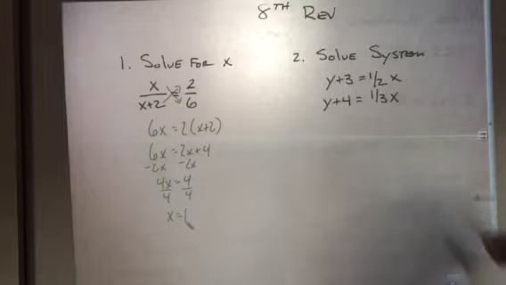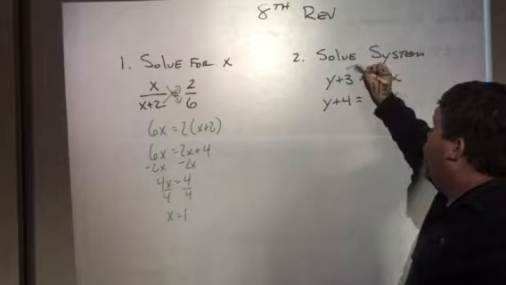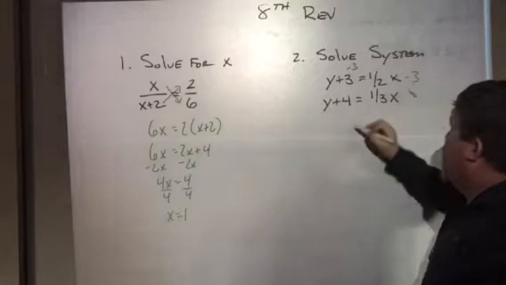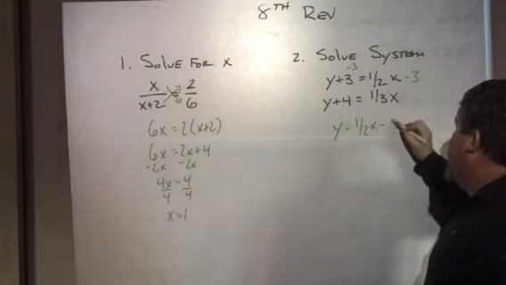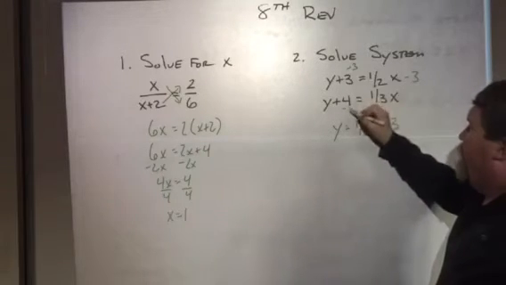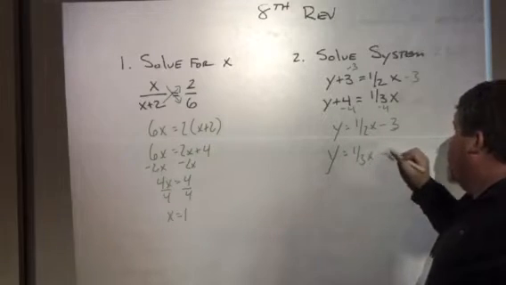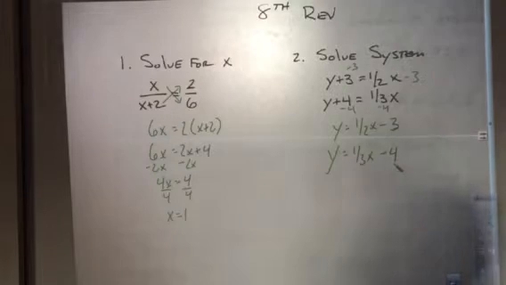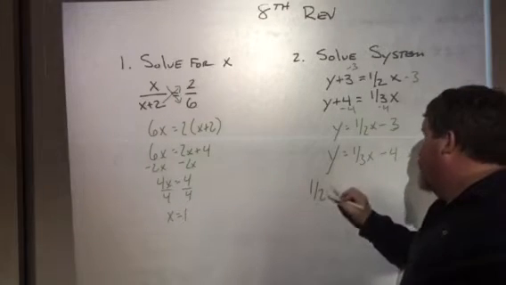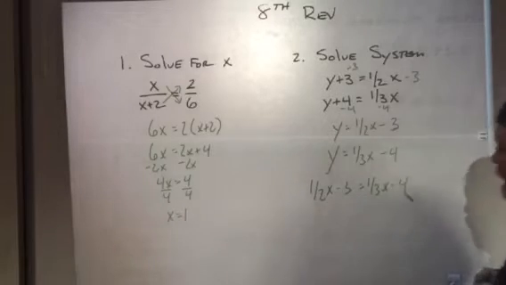On number two, for each of these, we've got to solve for y. So for the first one, I'm going to subtract 3 from both sides. So I get y equals 1/2 x minus 3. This one we're going to subtract 4 from both sides. y equals 1/3 x minus 4. Now since both these are equal to y, we can set the right sides equal to each other, doing the equal values method. So 1/2 x minus 3 equals 1/3 x minus 4.